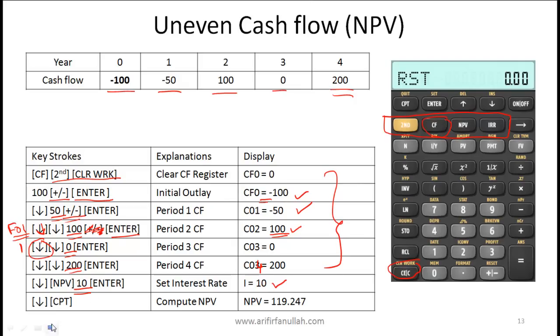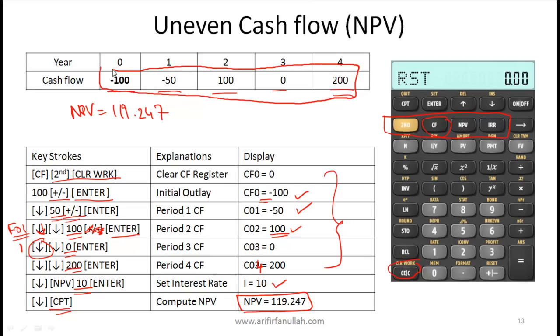You then hit the down arrow again and hit the compute button, and the calculator will then give you the net present value, which is 119.247. So 119.247 is the net present value of this entire cash flow.